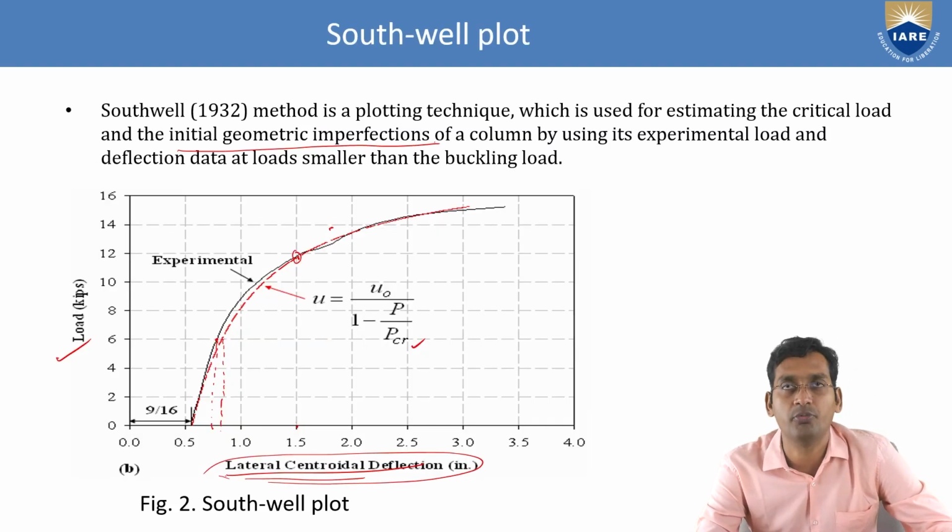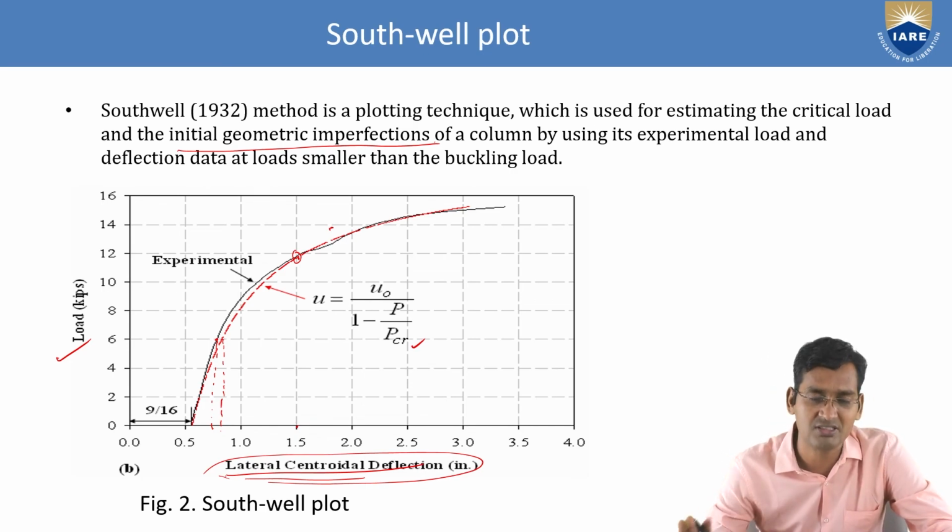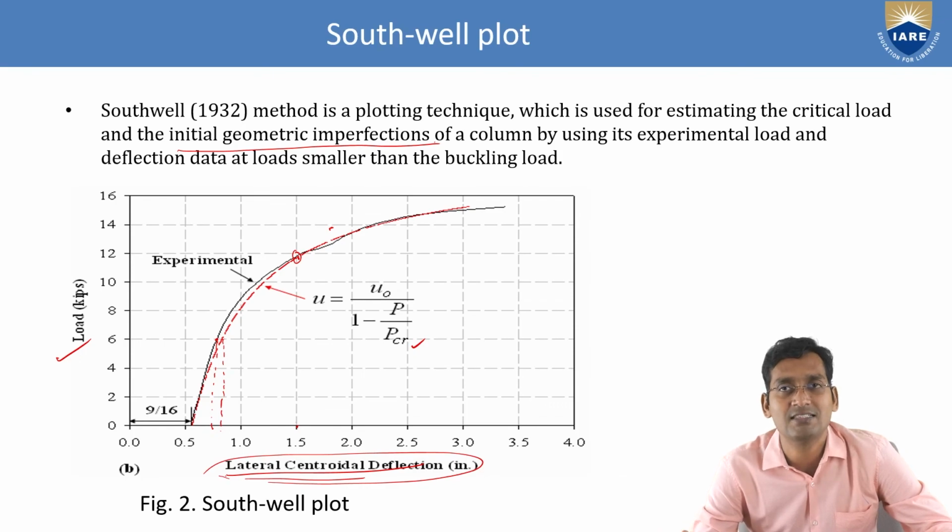Next is the Southwell plot. Already we had seen that, by this Southwell plot, we can find experimentally whatever imperfections are there. If we know the load, then we can find the deflection. If we know the deflection, then we can find the load. That deflection may be of any type, either lateral, angular, linear, or different types. So simply, the load versus deflection curve is the Southwell plot. With that we can find whatever is missing from the given experimental data.